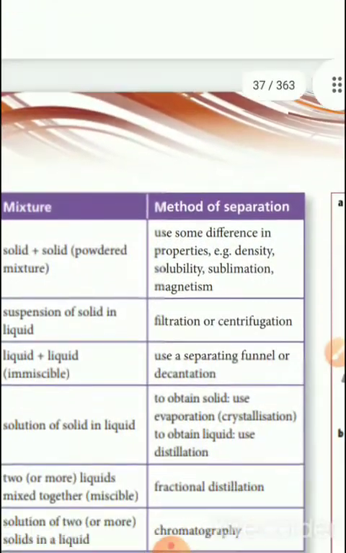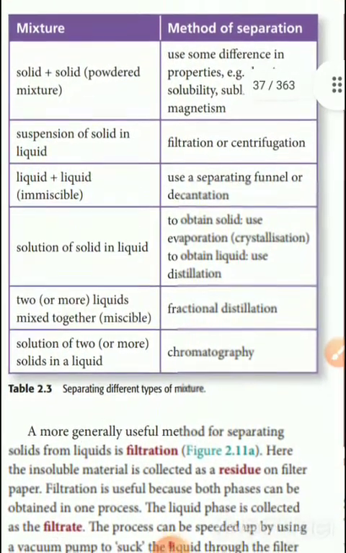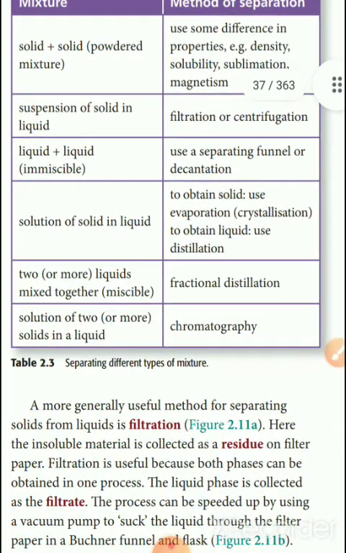Now the next case is the general scenario related to mixtures, along with the methods of their separation. The first case is a mixture made by mixing two solids in powdered form. Let's say you have accidentally mixed salt and minute particles of magnets. How would you separate them? That depends upon four basic methods.